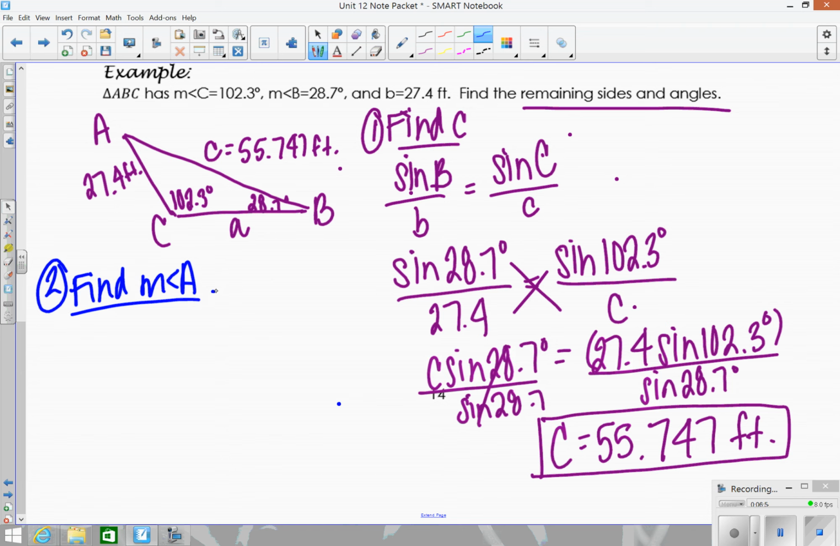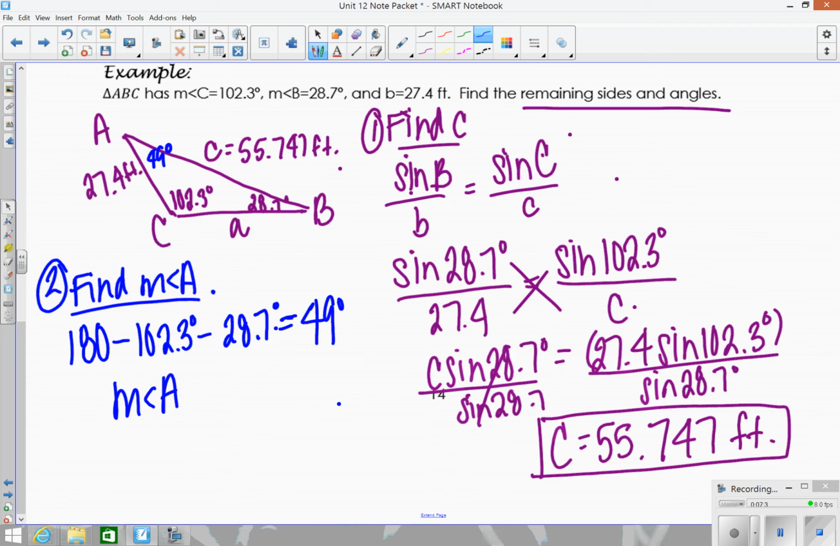And in order to do that, the quickest way is just to use the fact that you have 3 angles in a triangle that add up to 180. I can't use law of sines because I have to know either A or angle A. So that's the only way that we really can do it. So 180 minus these other 2 angles, since all 3 have to add up to 180. So that ends up giving me 49. So the measure of angle A is 49.